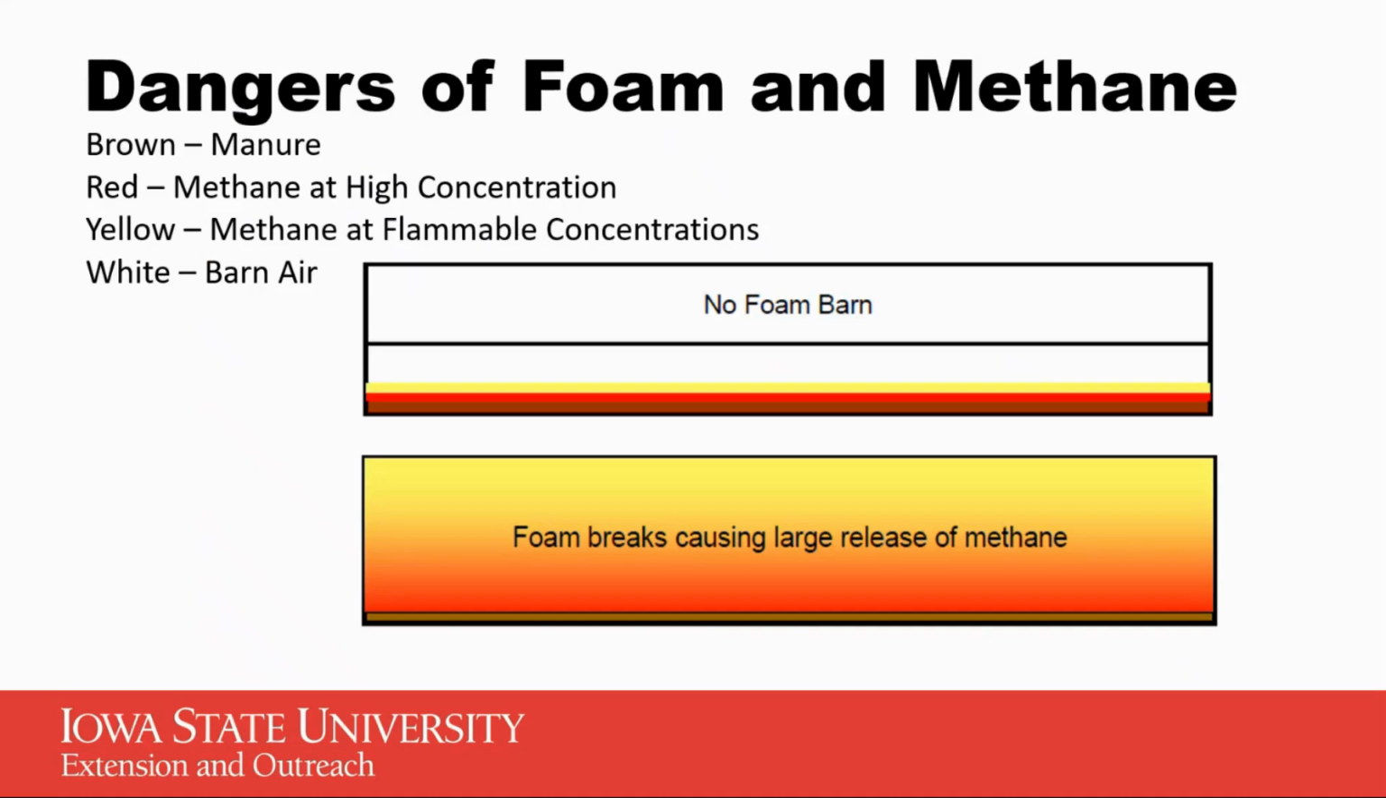So, dangers of foam and methane. In a normal situation where we've got no foam and no agitation taking place, and we're not releasing any of the methane into the air, that would be representative of the top image there, where we've got no foam in the barn. Of course, if that foam breaks and it reaches a threshold as far as parts per million in the air, it puts that farm at risk of a flash fire in the case where we would have a large release of methane.